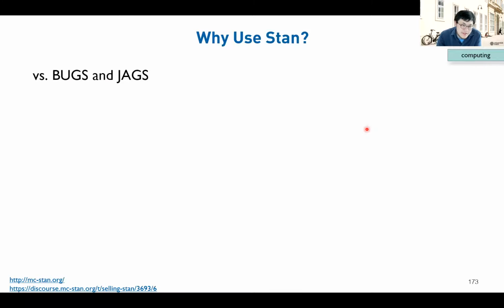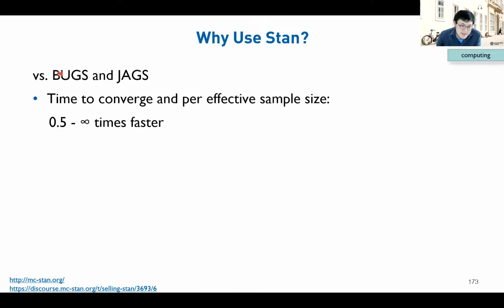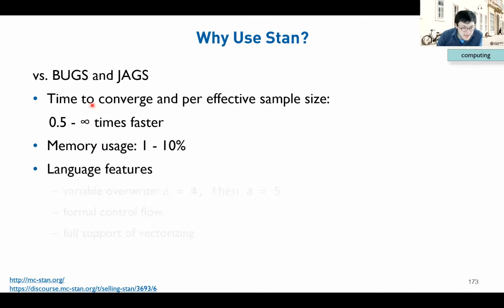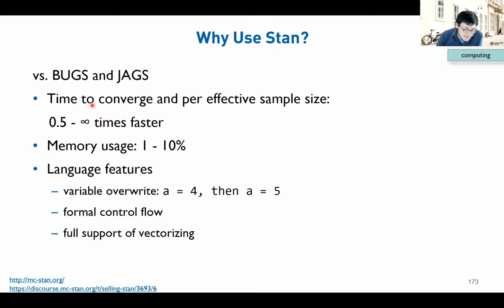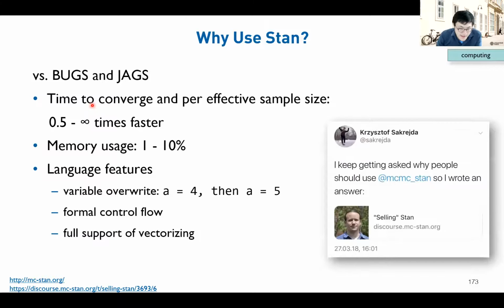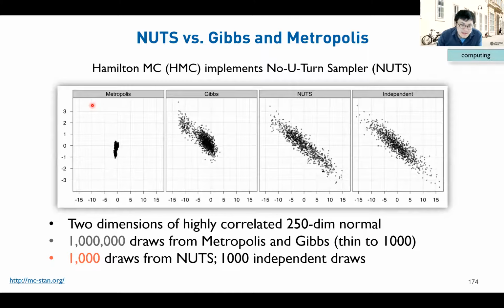If you have heard about JAGS or BUGS, those are the earlier versions of MCMC sampling methods. They take time, they're less efficient, they also take more memory, and they don't have such nice language features. I just quickly mention this. So all in all, if you are learning Bayesian statistics and wonder which language to start with, you just start with Stan, right? Okay, good.